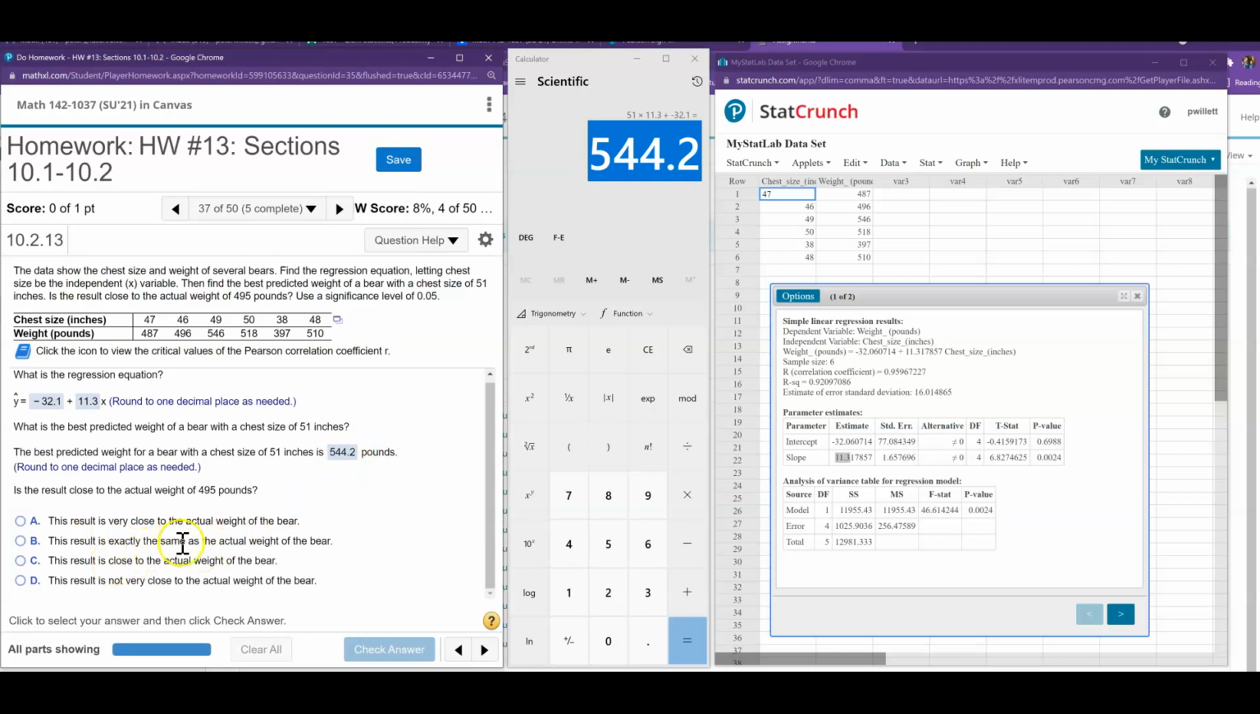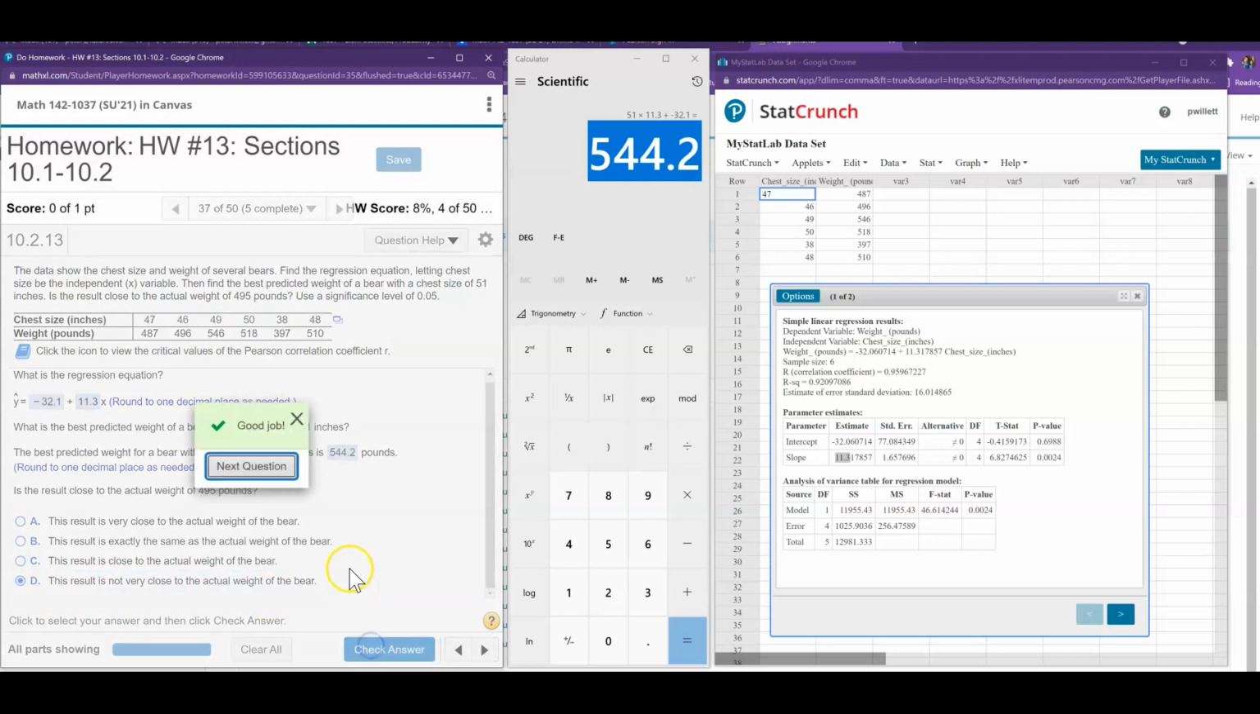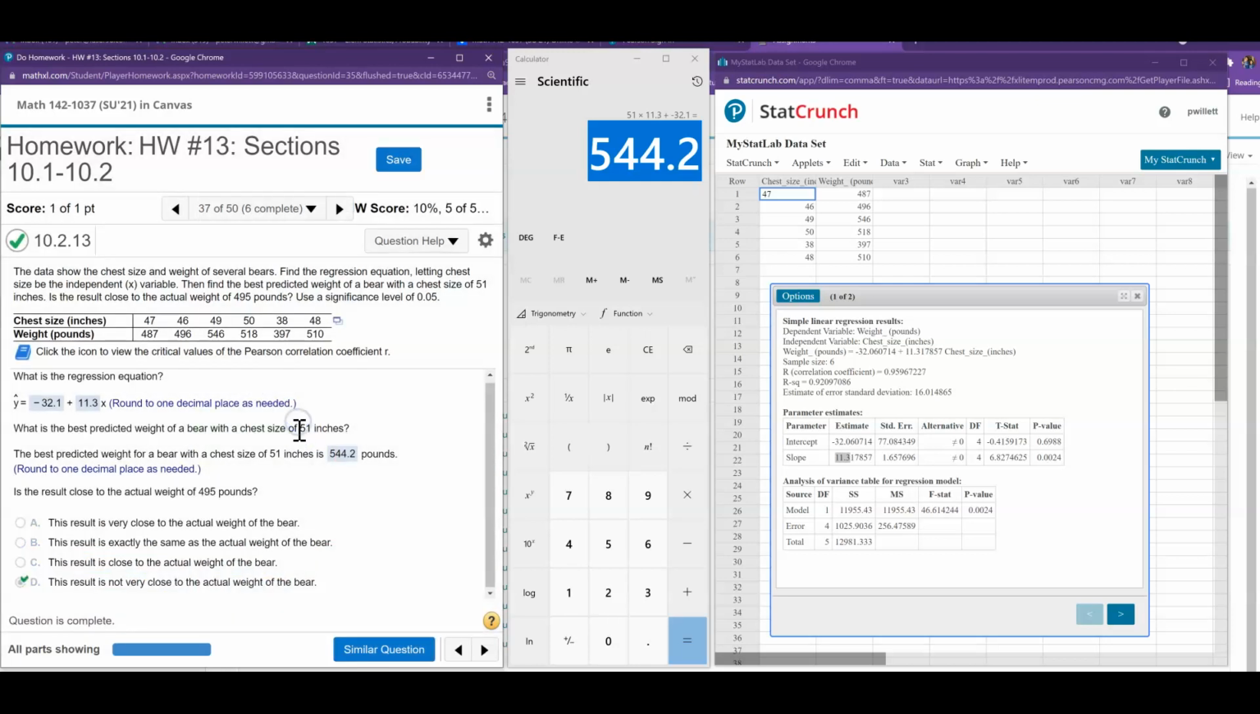Not really. It's exactly the same. Definitely not. Close to the actual weight, or not very close. I'd say not very close. There we go. But nonetheless, a little bit of a judgment call at the end of this problem.